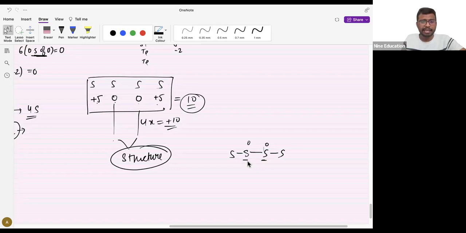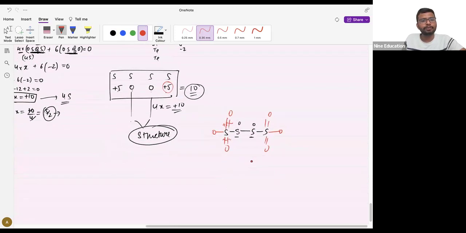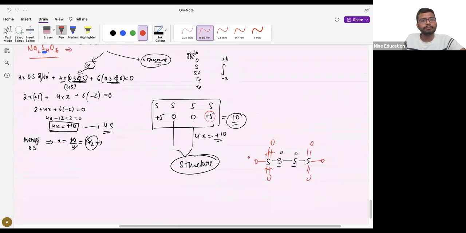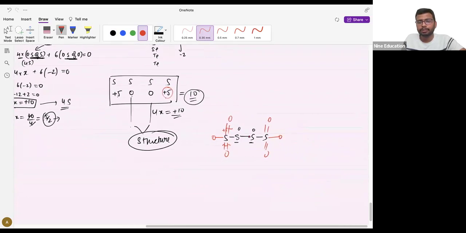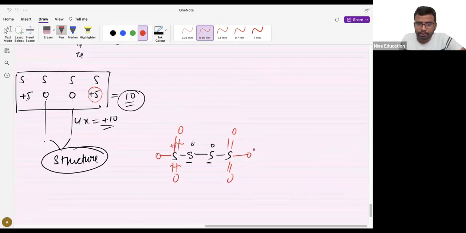Done. Last one, see, these two are plus 5 oxidation state. How can I make plus 5 here? By adding 2 oxygens on this, which makes plus 4, and 1 more oxygen here. Similarly, here also I add 1 oxygen. Now I am left with 2 sodiums. So how do we place the 2 sodiums? You make these negative, and you add sodium positive on each.